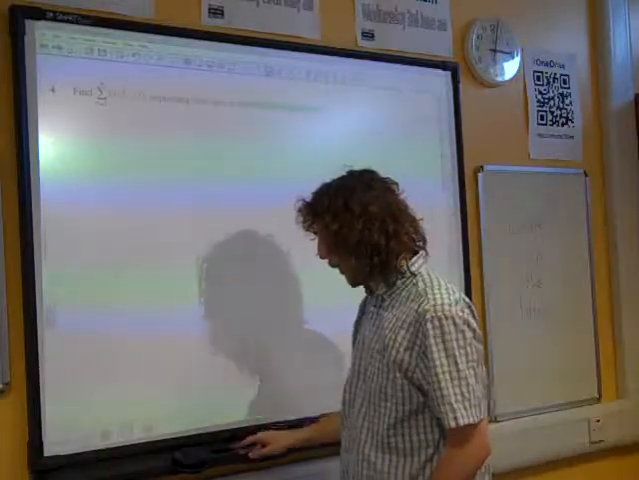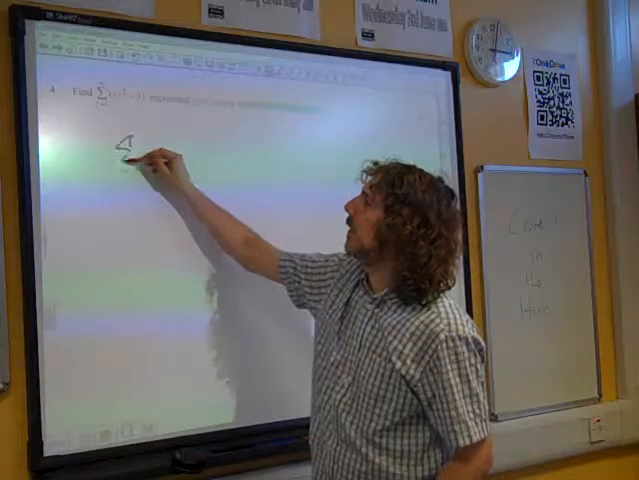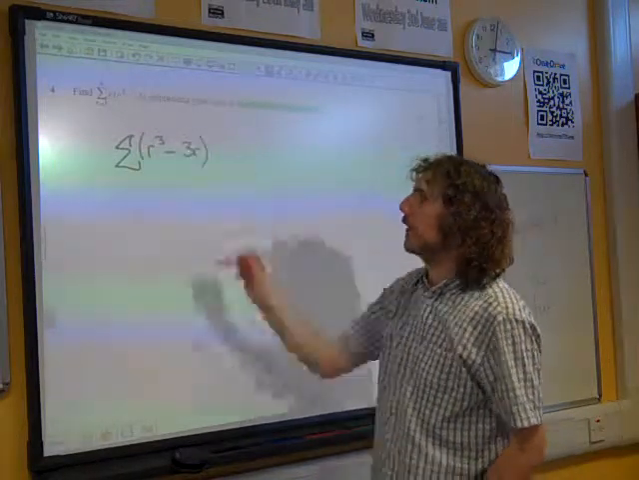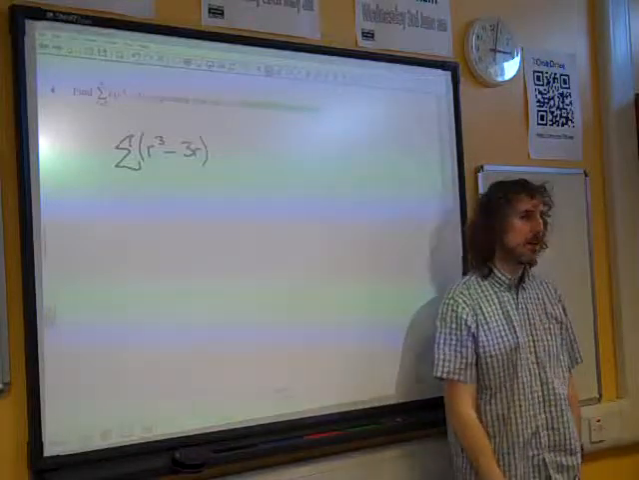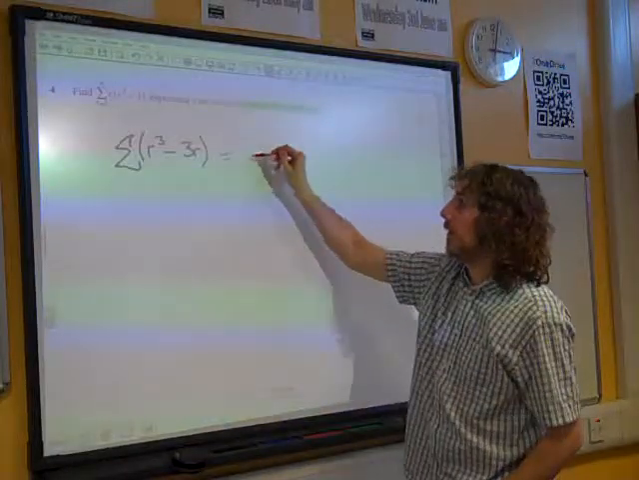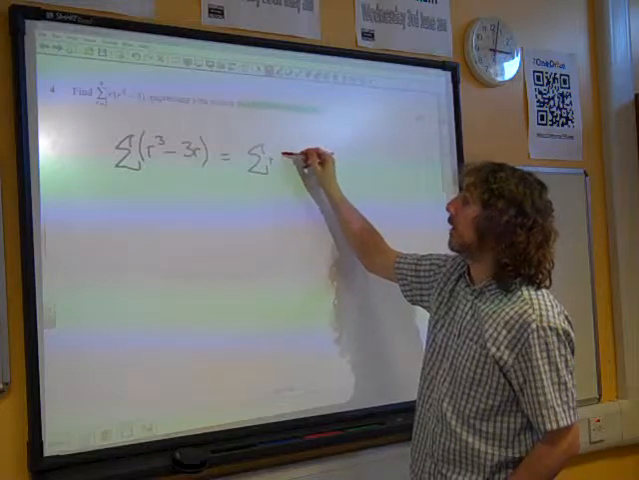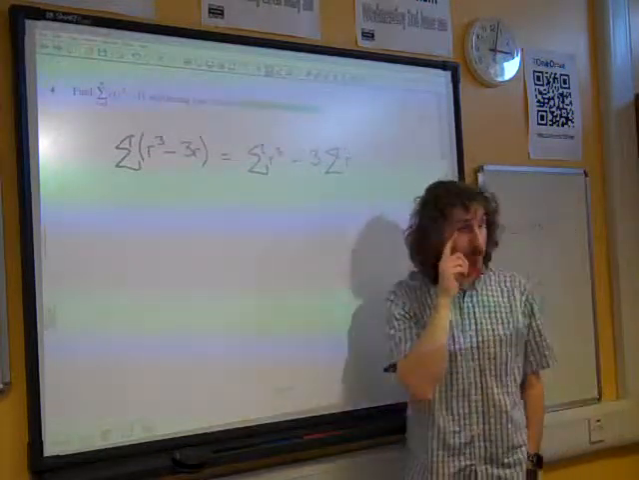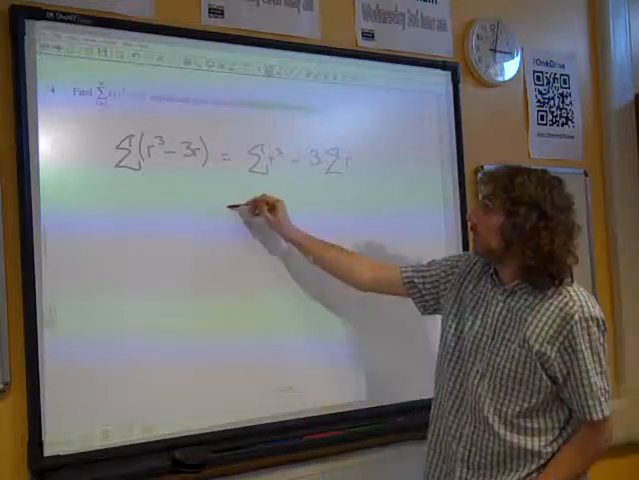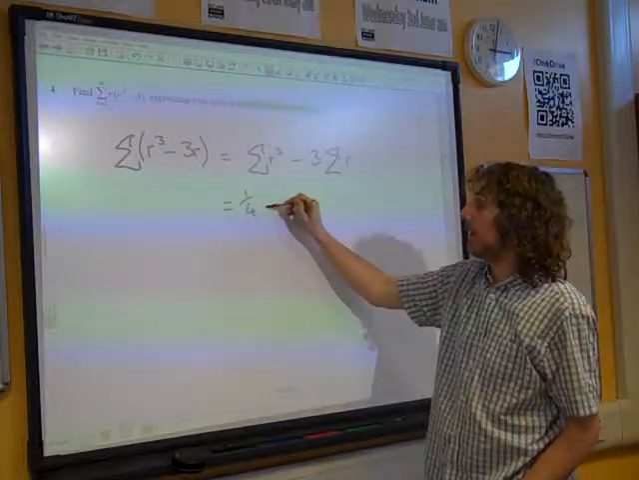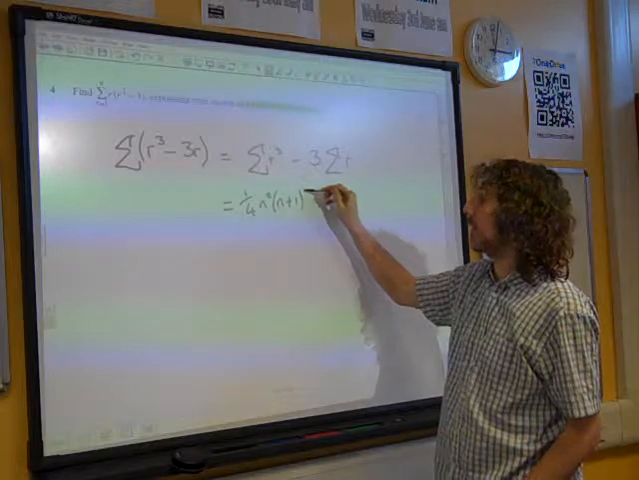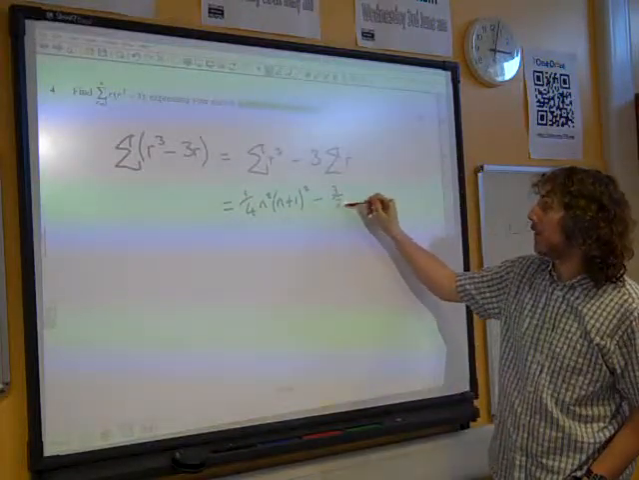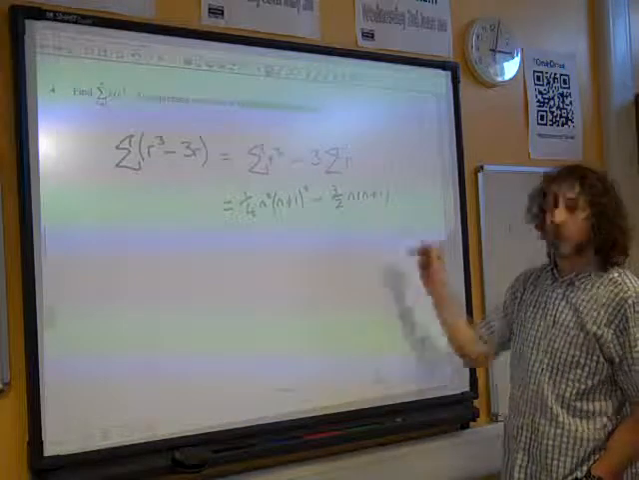So this is going to be, well, let's work our way through it, r cubed minus 3r, if you multiply out that bracket. So now we can split up the sigma. This is sigma r cubed minus 3 times sigma r, one of which is on the formula booklet. That is a quarter n squared (n plus 1) squared. And the other one isn't, so this is going to be minus 3 over 2 n(n plus 1).